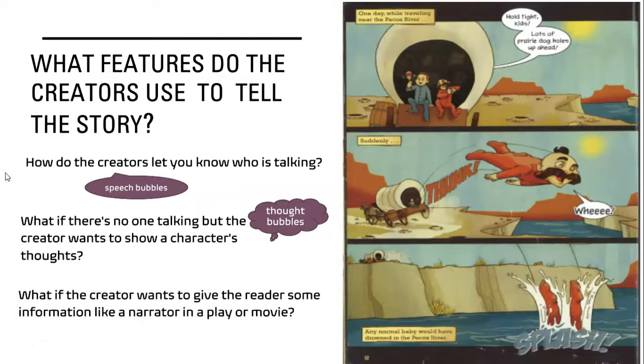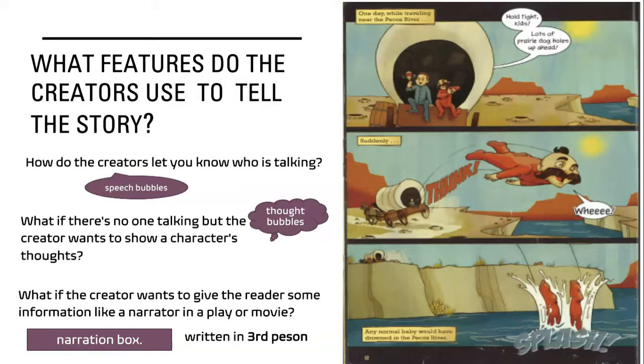Right? But what if the creator wants to give the reader some information, like a narrator in a play or movie? What if they want to create some voiceover for you to give you some information that maybe the characters don't know? What are we going to do there? Well, if you notice in the boxes, in the panels, there are some yellow boxes. We call those narration boxes, and they are usually written in the third person, meaning someone is telling about all of the characters, and they are just kind of used to move the story along. Pretty useful.